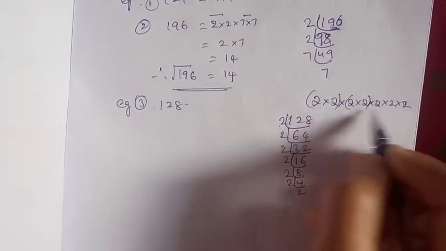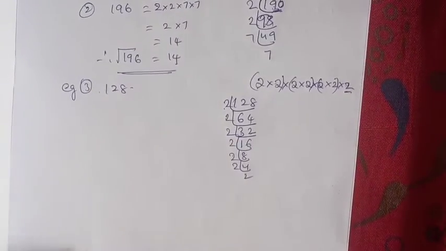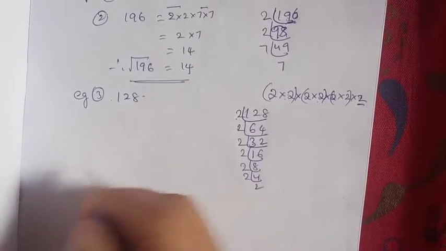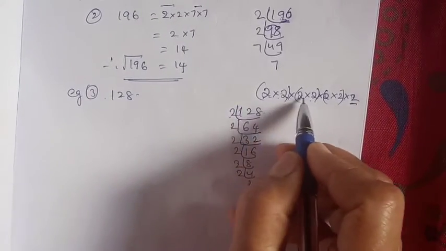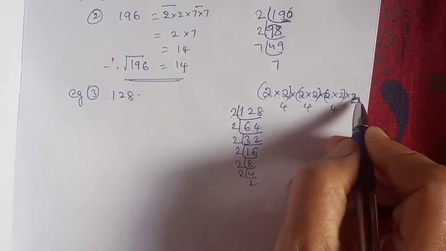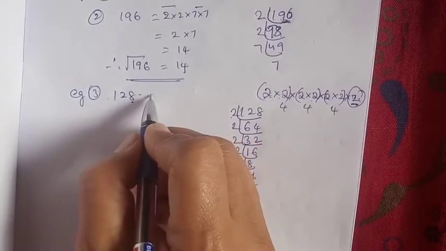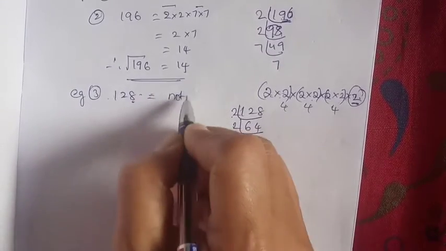So pair two numbers in one bracket. So one 2 is left. So is this a perfect square? Suppose 2 2s are 4, 4 4 4 4. And here we need one more 2 to get a perfect square. Okay, so this is not a perfect square.